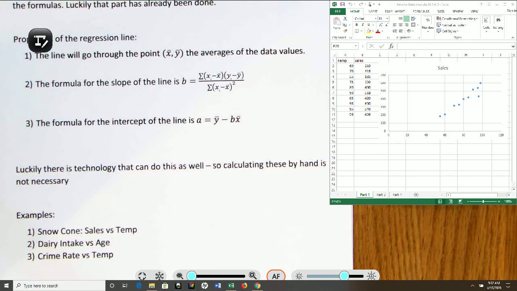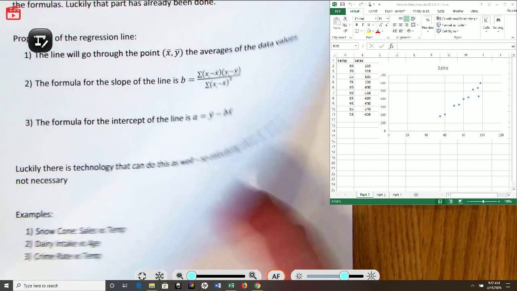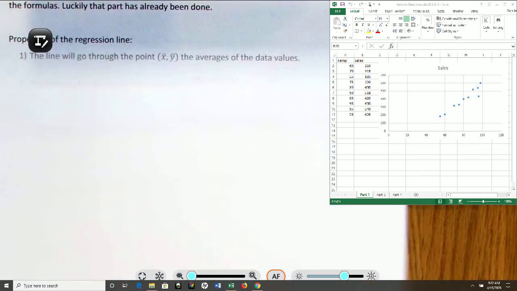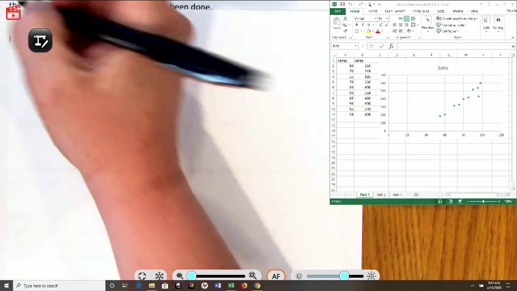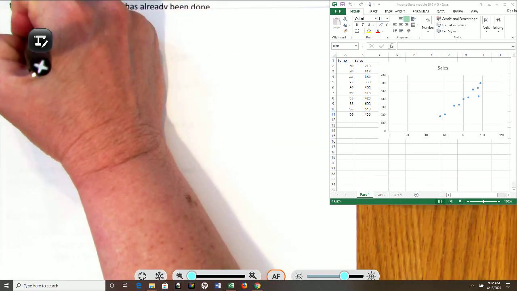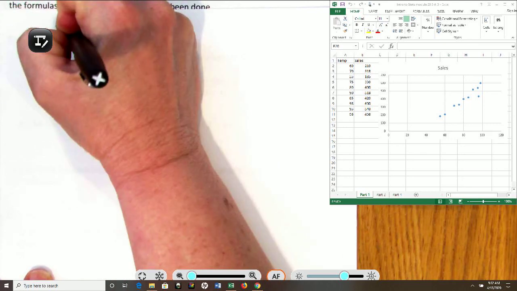I do have them in our Excel document here pulled up. I'm going to show you how we get that line, and then once we have it, what we can do with it. So let's take a look at that snow cone problem first. I'm going to get some blank paper here so we can write some things down. So here's our snow cone problem.